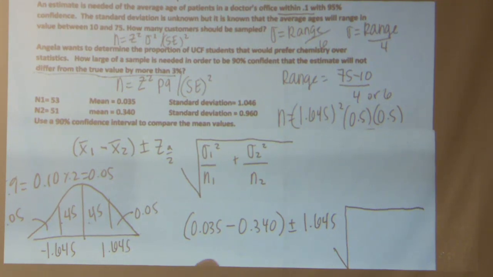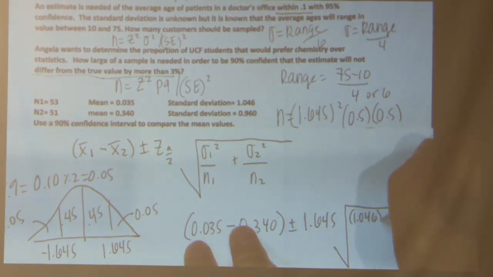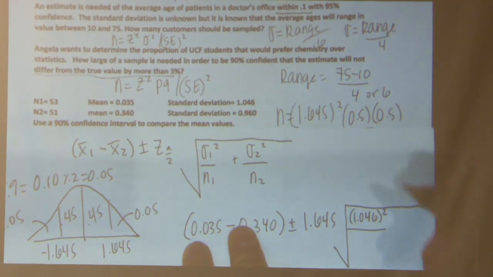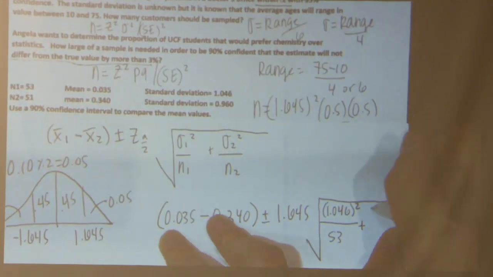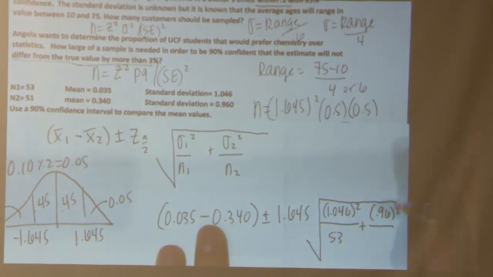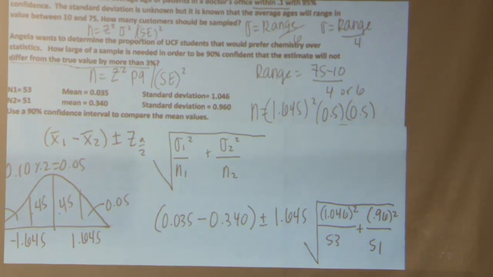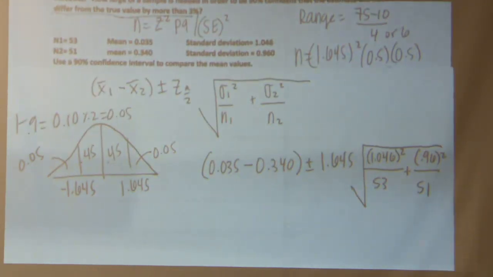The first standard deviation is going to be 1.046 squared, divided by its n value of 53, and then add it to the standard deviation of 0.96 squared, divided by its n value of 51. And that's going to be how we find the 90% confidence interval to compare the mean values.